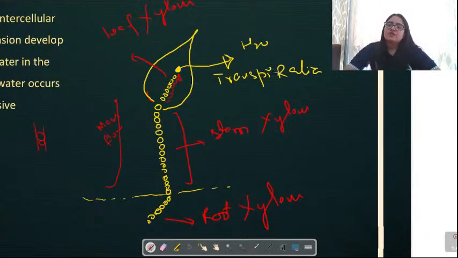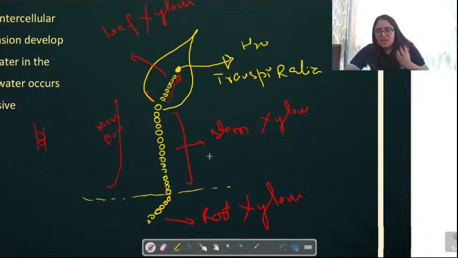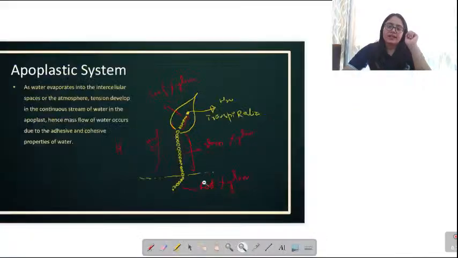So during the transpiration process, a transpiration pull is created, because of which mass flow of water takes place from roots to the leaves with the help of two very important properties of water, that is cohesion and adhesion. And that's exactly what is written over here, my kids.